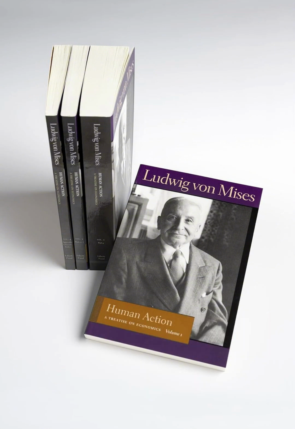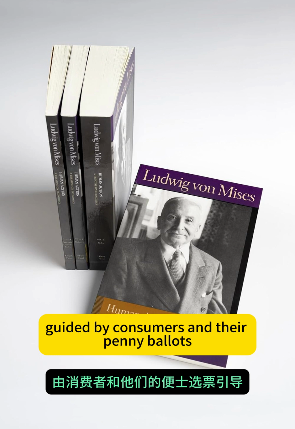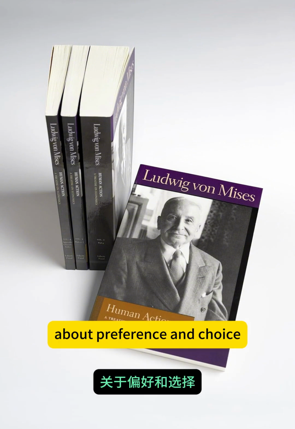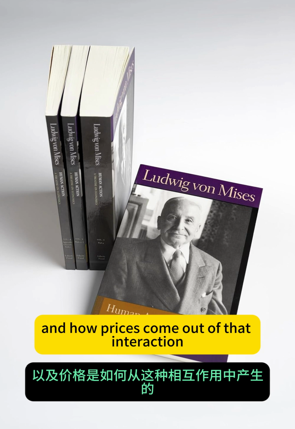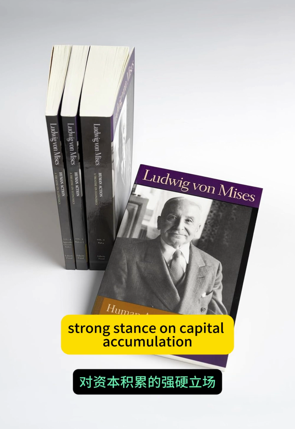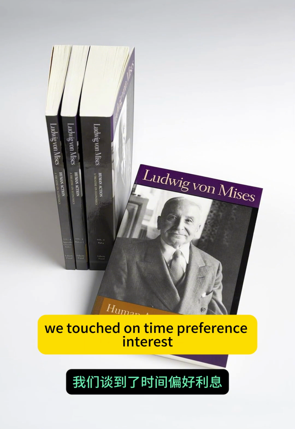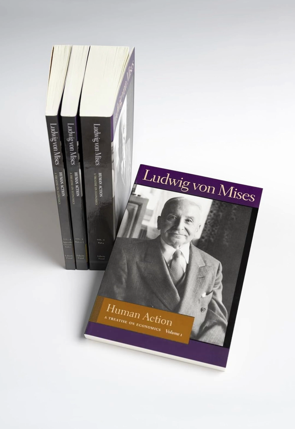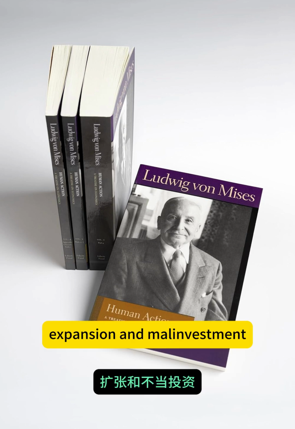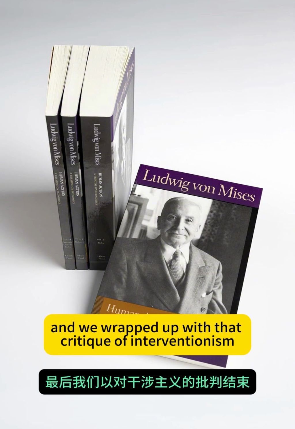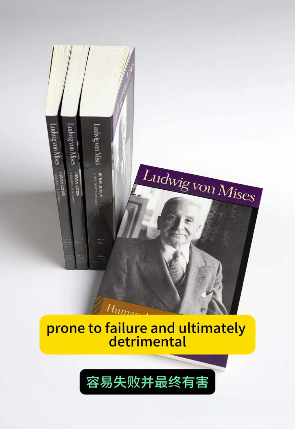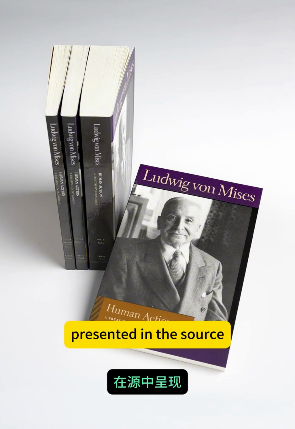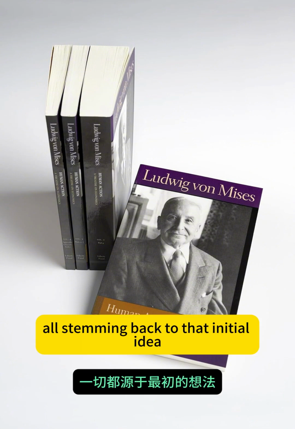Right, impossible calculation. And then how the market, guided by consumers and their penny ballots, brings a kind of spontaneous order to production. Consumer sovereignty, yeah. We also looked at value being subjective, about preference and choice, not measurement, and how prices come out of that interaction. Plus, the dynamics of labor, wages, and the source's strong stance on capital accumulation being key to rising living standards. We touched on time preference, interest, the specific conditions needed for monopoly prices, not just monopolies, and that explanation of booms and busts tied to credit expansion and malinvestment. And we wrapped up with that critique of interventionism, why the source sees it as inherently unstable, prone to failure, and ultimately detrimental. It's definitely a complex system of thought presented in the source, but remarkably consistent, all stemming back to that initial idea of purposeful action.